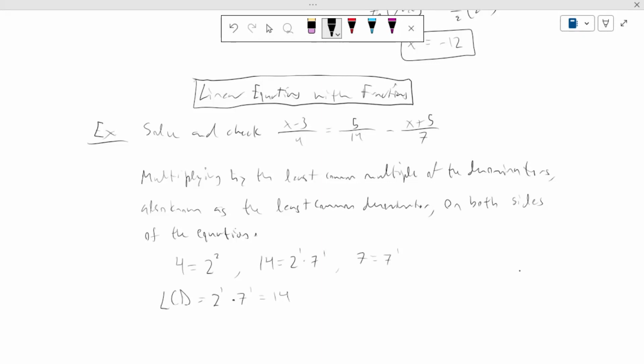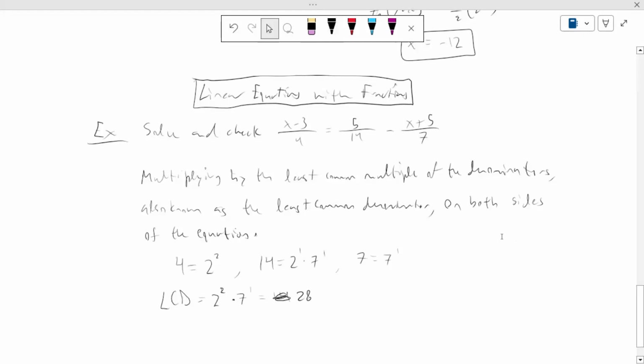Okay, I said that wrong. Sorry. I said the smallest exponent, but I meant the largest exponent. My bad. So this is 28. The least common denominator will be the product of all the common factors raised to their highest powers. So 2 squared, 7 to the first power. Now I'm supposed to multiply this on both sides of the equation.